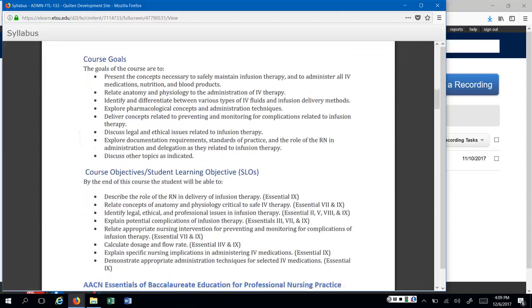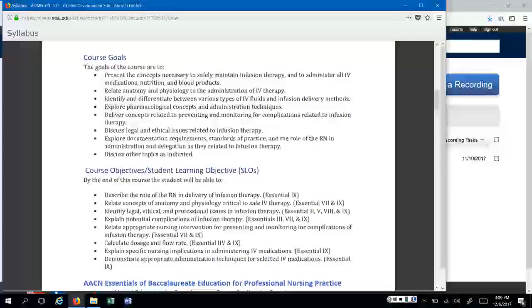So the course goals, of course, we're going to present the concepts necessary to safely maintain infusion therapy and to administer all IV medications, nutrition, and blood products. We are going to look at the anatomy and physiology that are involved with the administration of IV therapy, differentiate between the types of IV fluids, different infusion delivery methods, look at the pharmacological concepts and administration techniques, deliver concepts related to preventing and monitoring for complications specific to infusion therapy.